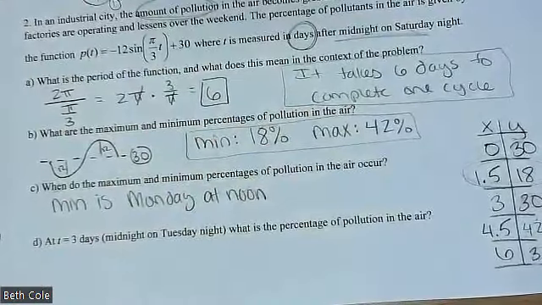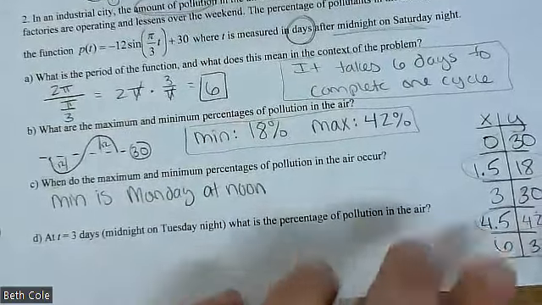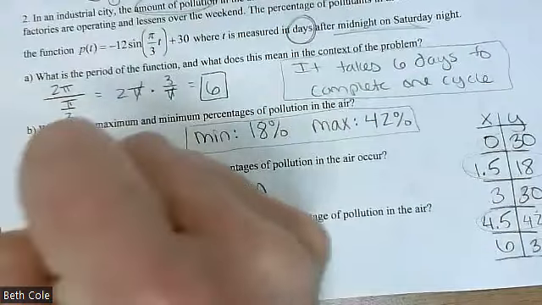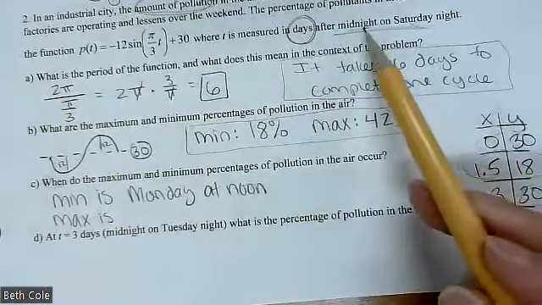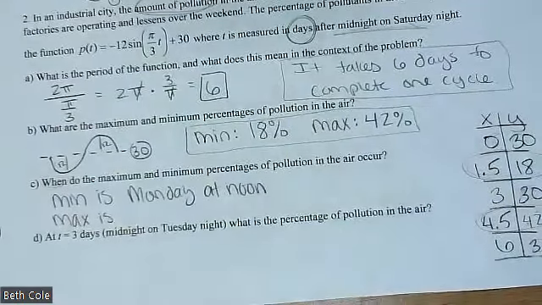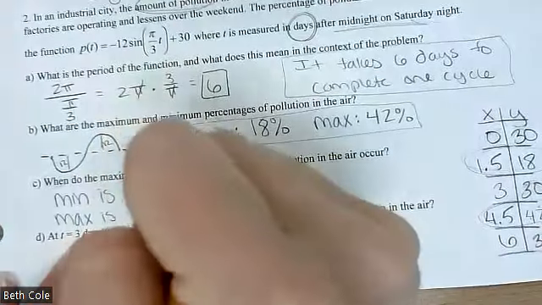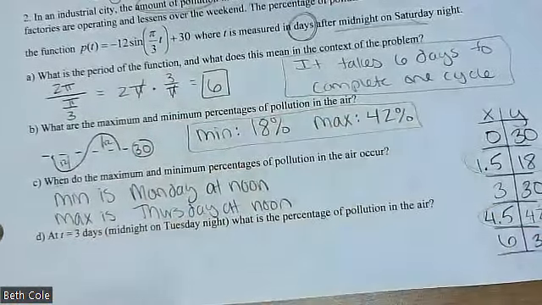I know it messes with me too. That's why this is weird. Anyway, and then your maximum, the 42, is 4.5 days since midnight on Saturday. So let's count out 4 days. Midnight on Saturday, midnight on Sunday, midnight on Monday, midnight on Tuesday, midnight on Wednesday. If you go another half a day, it would take you into Thursday at noon. That is a little weird though.